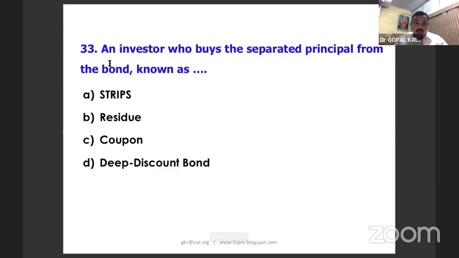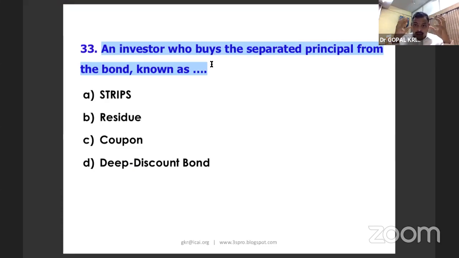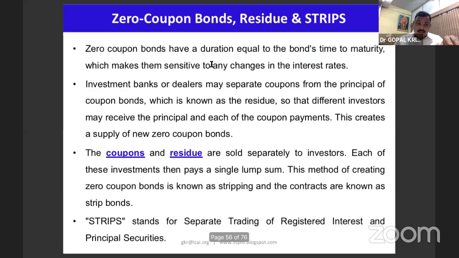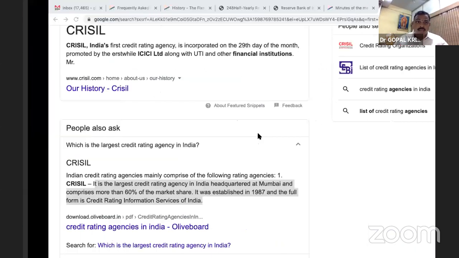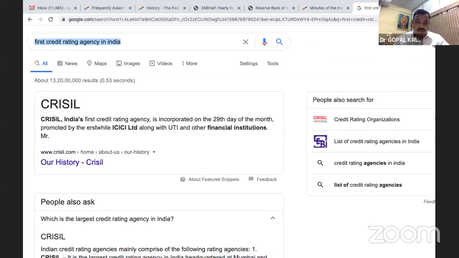So please look at this question. An investor who buys a separated principal from the bond is known as residue, 33B. Please be careful. Unless you understand what is deep discount bond, zero coupon bonds, strips, residue, coupon, you cannot answer this. Strips is a concept which was brought by the Reserve Bank of India. Strips stands for separated trading of registered interest and principal securities. So please look at this. Strips bonds in India.